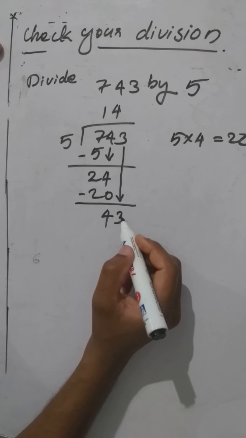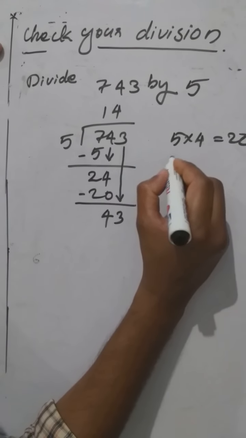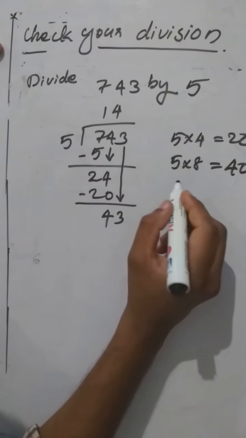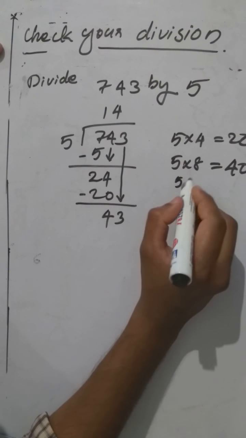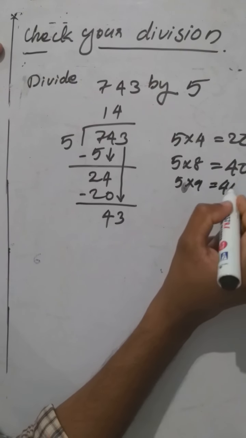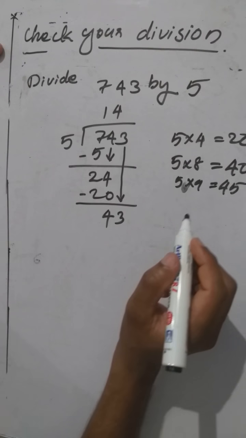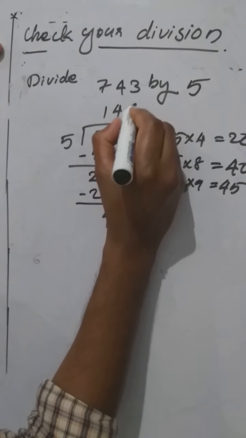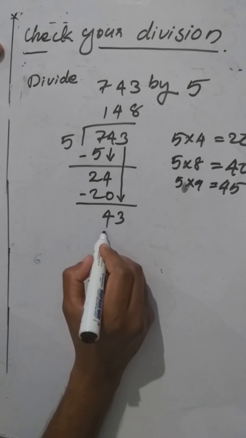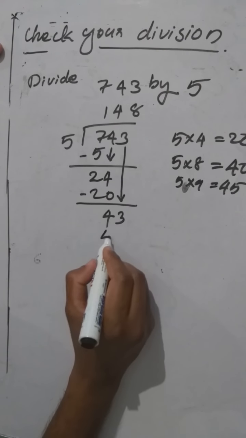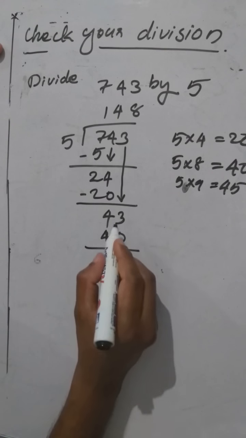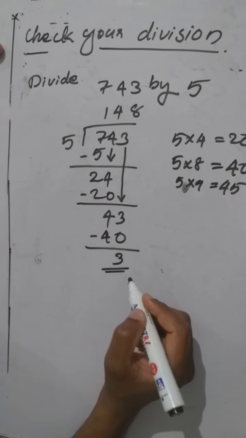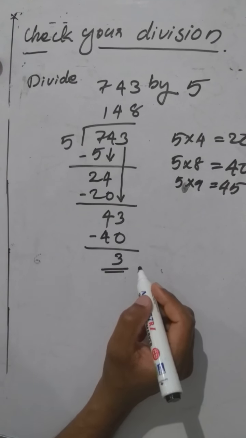43. How many 5's are there in 43? 5 8's are 40. 5 9's are 45. So 5 8's are 40, which fits. 43 minus 40, we got 3. So we got the remainder as 3.